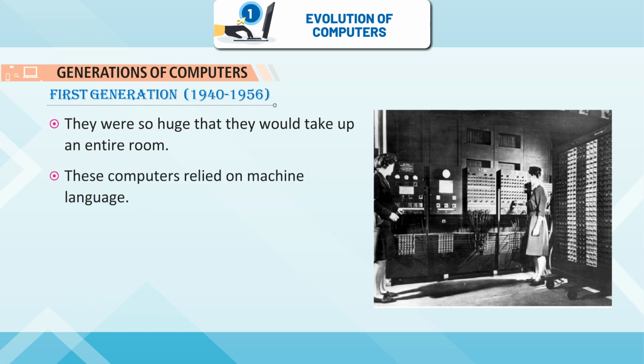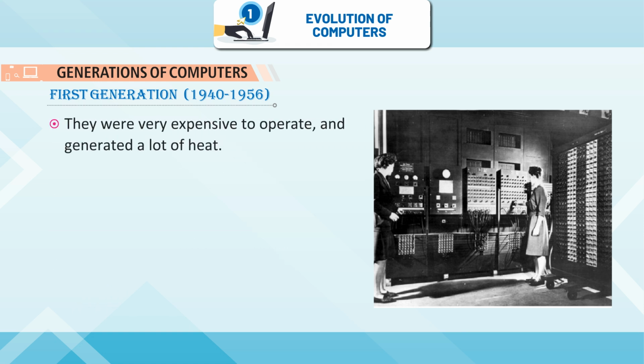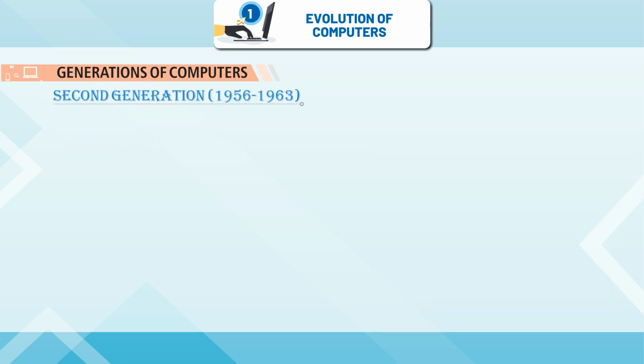These computers relied on machine language. UNIVAC and ENIAC computers are the examples of first-generation computing devices. They were very expensive to operate and generated a lot of heat.